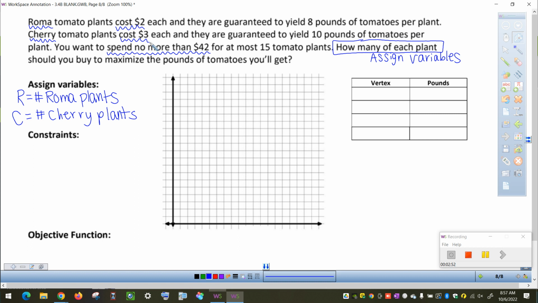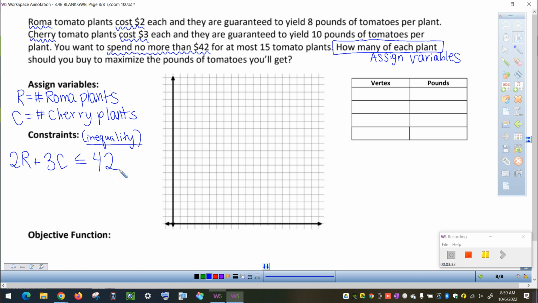Okay, so those pieces all together need to go into an inequality statement, and I want you to try writing this one. So on your paper, I want you to try to write out the inequality that matches the constraint that we can spend no more than $42. Try that. All right, so nice job here, everyone. Okay, so we have $2 multiplied by the number of Roma plants plus $3 multiplied by the number of cherry plants. All together has to be less than or equal to $42.